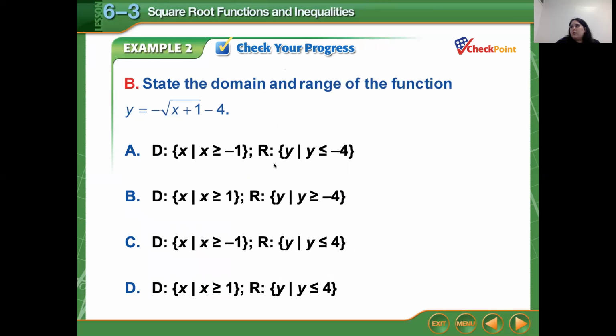All right, state the domain and range for y equals the negative square root of x plus 1 minus 4. So we have x should be greater than or equal to negative 1. And because it is upside down, or we have a as a negative value of negative 1, I know that it looks like this. So with that, we know y is less than or equal to negative 4, which gets us A.